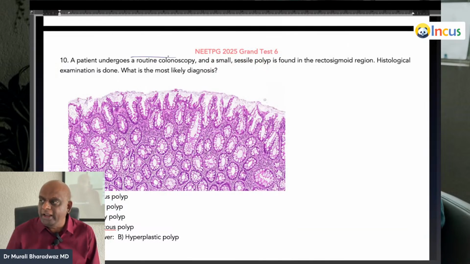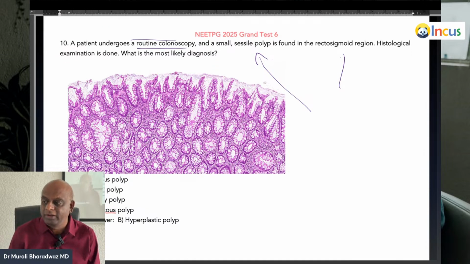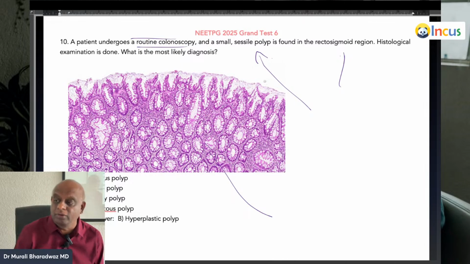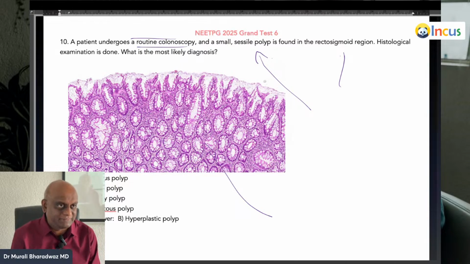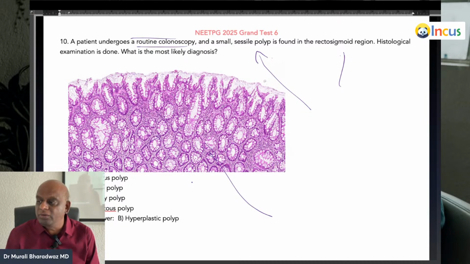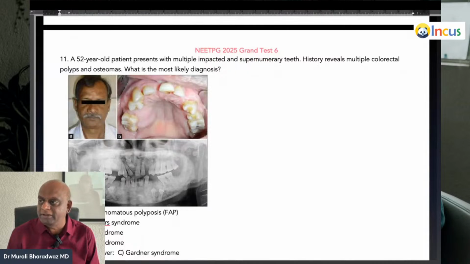A patient on routine colonoscopy, small sessile polyp is being found. So this is an example of a hyperplastic polyp where there are no dysplastic changes, unlike in adenomatous polyp. So these are all the normal glandular structure without any hyperchromatic nuclei or anything. So this is how histology of hyperplastic polyp is.